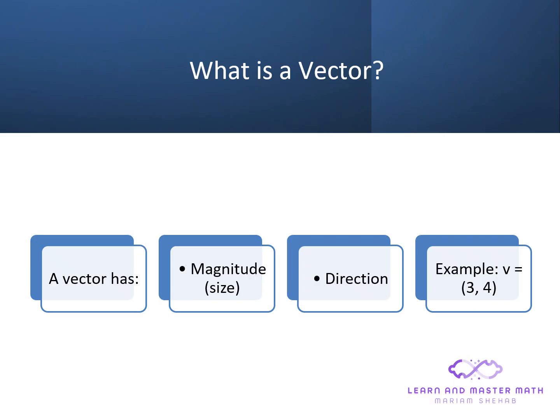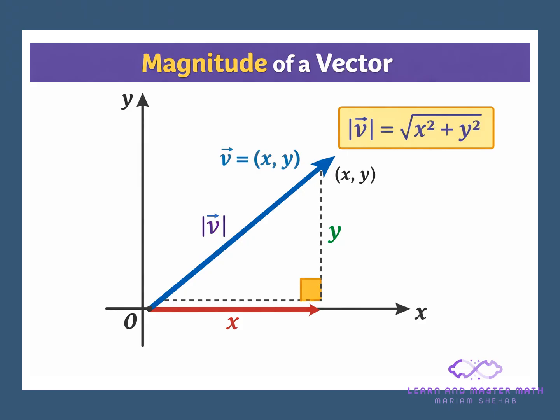Before we start, let's introduce what a vector is. A vector has magnitude and direction, for example the vector (3, 4). We call 3 and 4 here the components. To find the magnitude of a vector, all you have to do is take the square root of x squared plus y squared, as if you are doing the Pythagorean theorem.